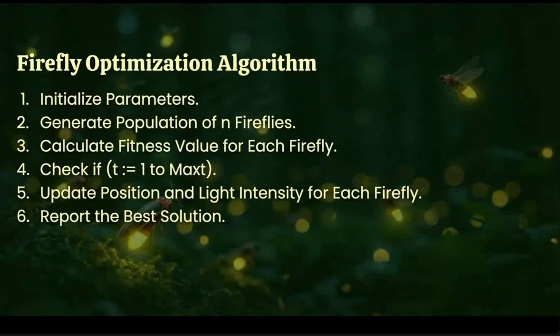Okay, so to summarize the execution flow of this algorithm, first we initialize parameters like n, then the intensity of brightness, then the distance. Then we generate a population of n fireflies. We calculate the fitness value. We check our condition, that is, whether t is equal to the max number of iterations. We update the position and the light intensity for each firefly, and the positions are updated based on attraction. Then we give out the best solution.